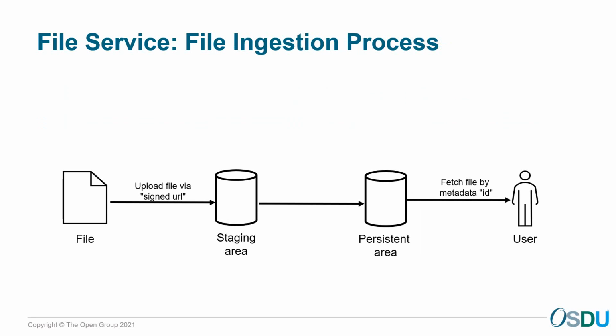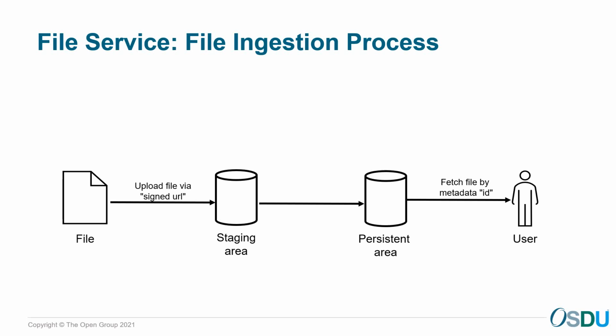To get a file from the system, this file should be stored in the file persistent area. Transferring a file to this area requires several actions. First, request the signed URL from the file service and then upload the file to the acquired URL. This request will upload the file to the staging area, so you don't have access to the file at this moment. Next, upload the file metadata via the file service. Metadata is linked with a specific file.